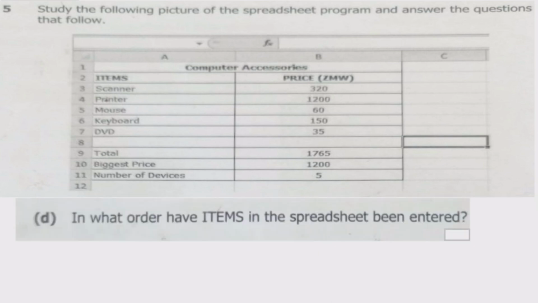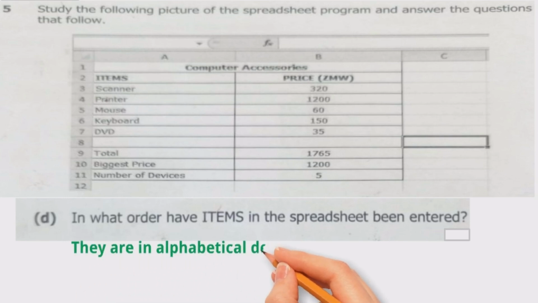Okay, so we come to question 5D. Question 5D is as follows. In what order have the items in the spreadsheet been entered? When you go back to the diagram and look at the items, they are in alphabetical order and in ascending.